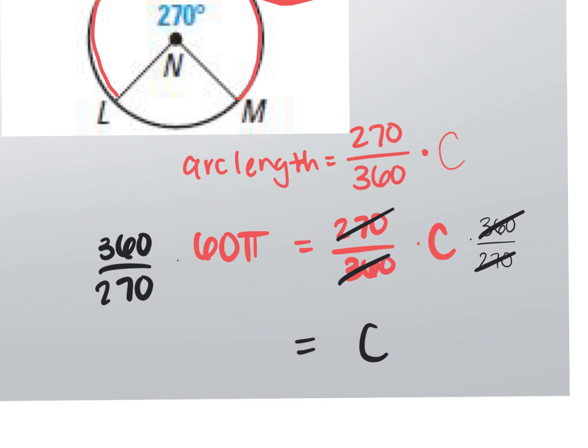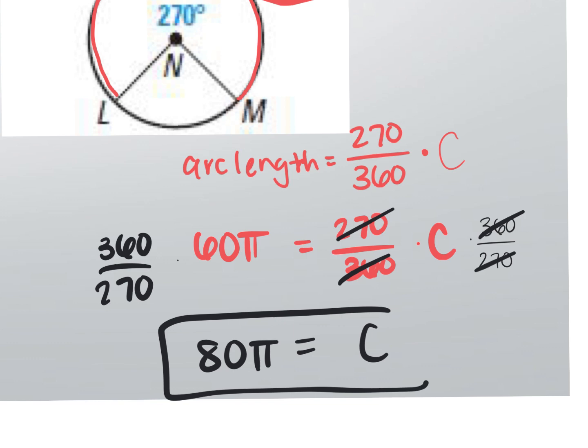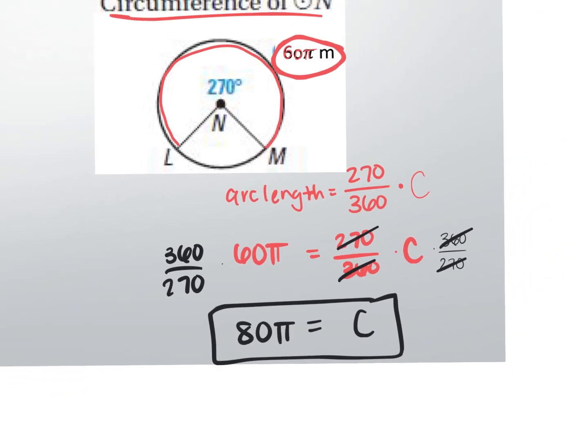No, you're only going to do 360 times 60 and then divide it by 270, okay? So let's do it together. 360 times 60 and then divided by 270, you should get 80. So it's 80 pi. Let's always look back and see if that answer makes sense for this problem. Guys, would it make sense for an arc length to be 60 pi, but the circumference to be larger as 80 pi? Why would the circumference be larger?